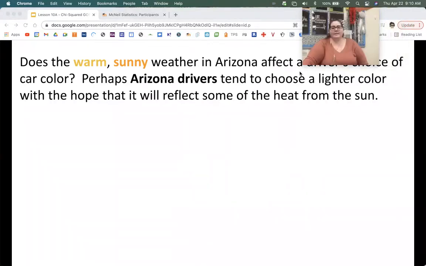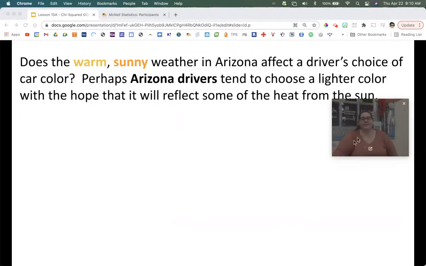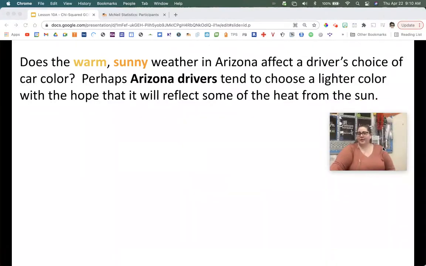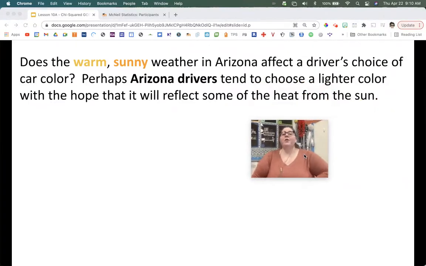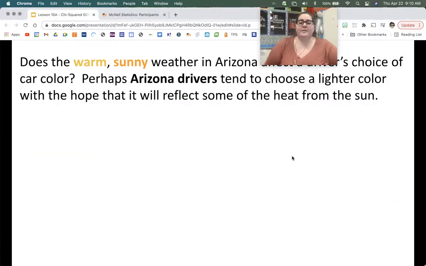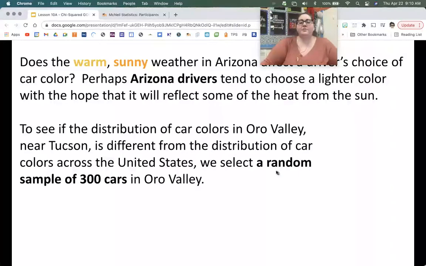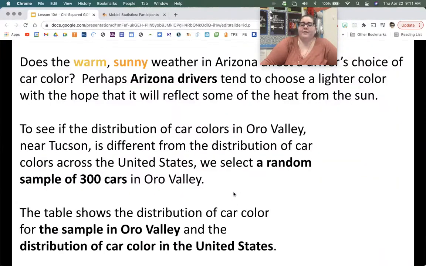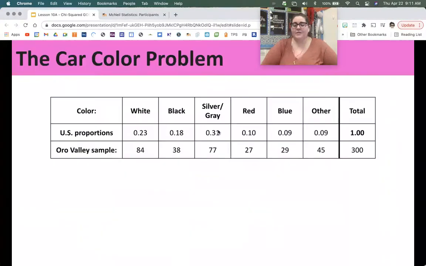Our example says, does the warm, sunny weather in Arizona affect a driver's choice of car color? Perhaps Arizona drivers tend to choose a lighter color with the hope that it will reflect some of the heat from the sun. To see if the distribution of car colors in Oro Valley near Tucson is different from the distribution of colors across the United States, we selected a random sample of 300 cars in Oro Valley. And we have a table that shows the distribution of car color for this sample in Oro Valley, and also the distribution of car color in the United States as a whole.